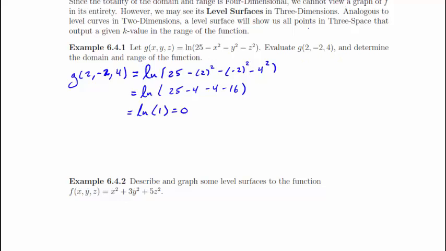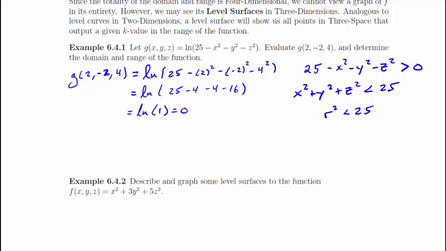Let's note now that the inside of the natural log, which is 25 minus x squared minus y squared minus z squared, has to be strictly greater than 0, since the natural log can only take in positive inputs. If we add x squared, y squared, and z squared to the other side, we get x squared plus y squared plus z squared is less than 25. This shows me that we're in 3 dimensions now, so r squared is less than 25, so we see that r is between negative 5 and positive 5, strictly, no equal signs here.